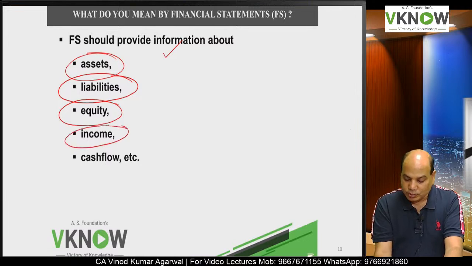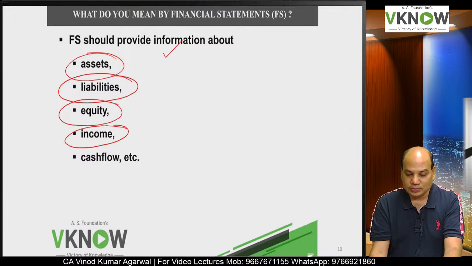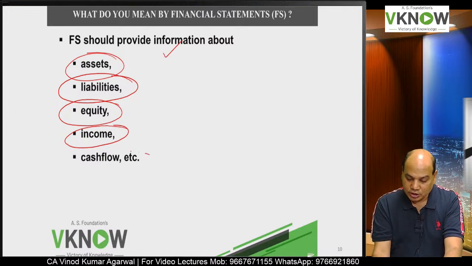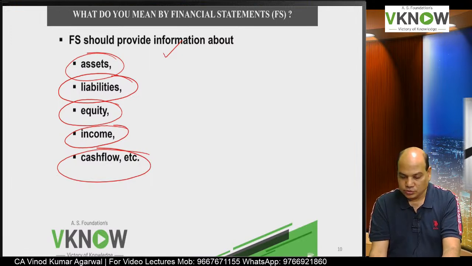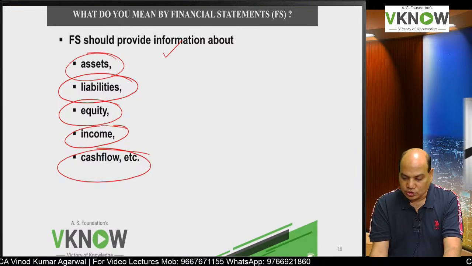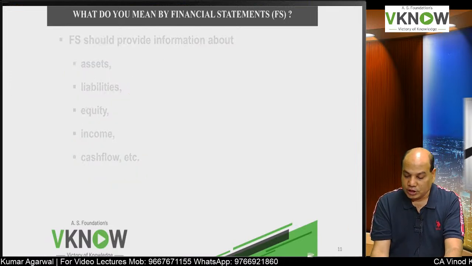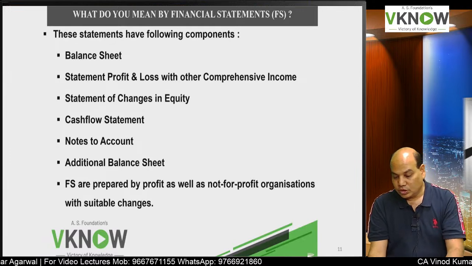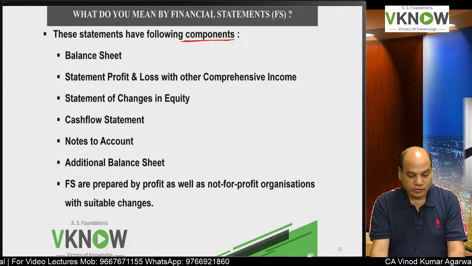Then statement of profit and loss gives you information about income of the company, and statement of cash flow gives you information about cash flow. And there is also in the notes to account they give additional disclosures, so that also you can mention. So what are the components of financial statement as per Ind AS?